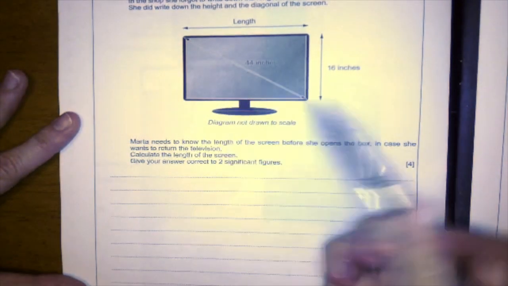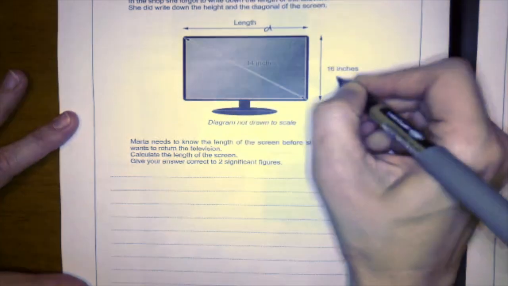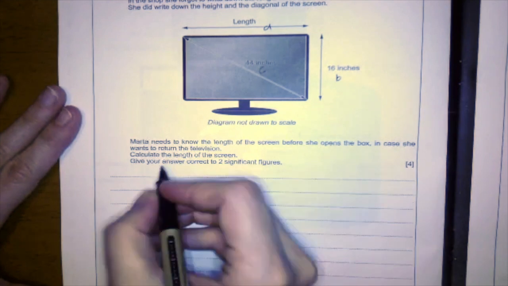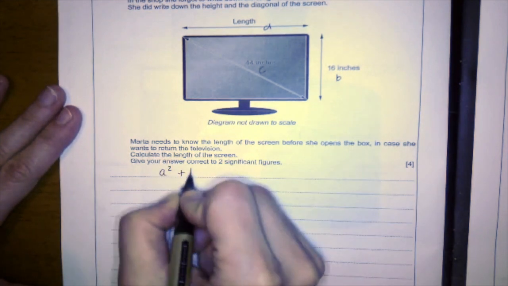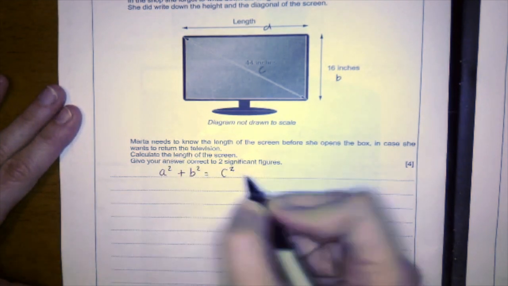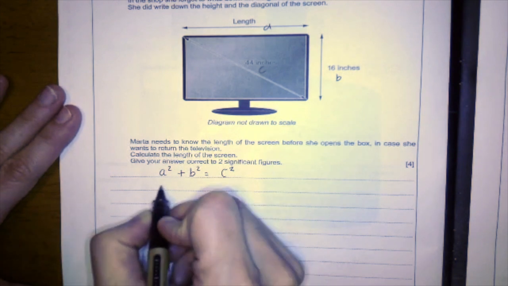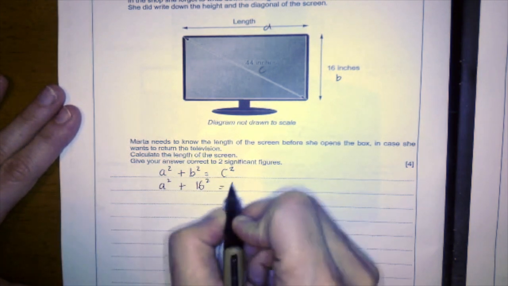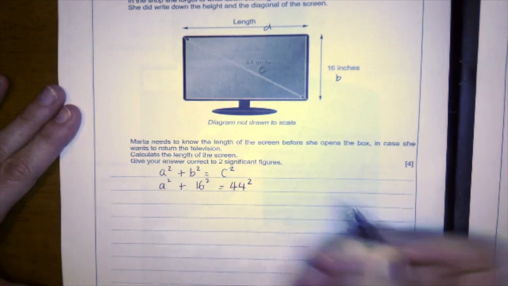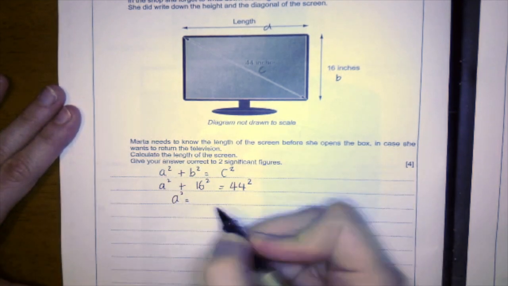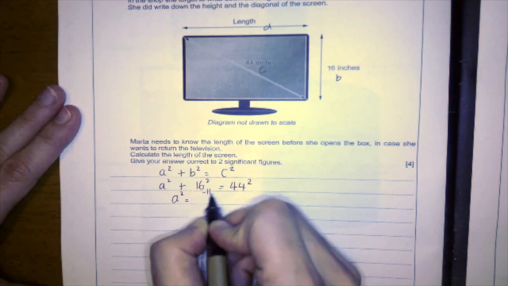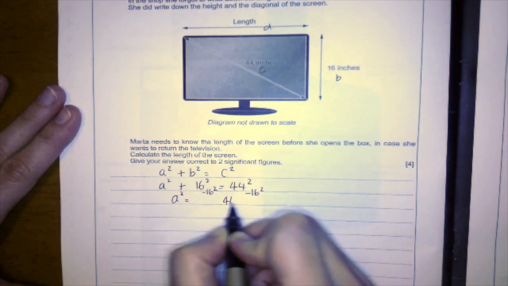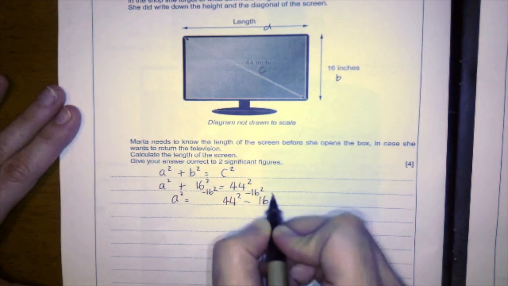But we know if we label them A, B and C, we know C, which is the longest length. So we're using Pythagoras, so it's A squared plus B squared equals C squared. So let's substitute in what we know. We don't know A, so we're going to keep it as A, plus 16 squared equals 44 squared. So A squared equals, I'm going to take 16 squared off each side. So it equals 44 squared, take away 16 squared.